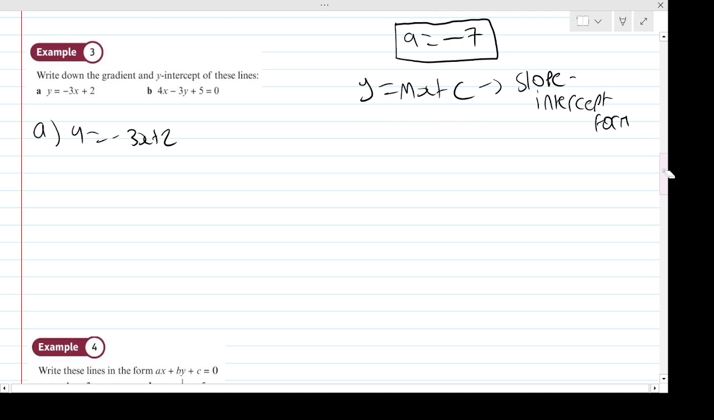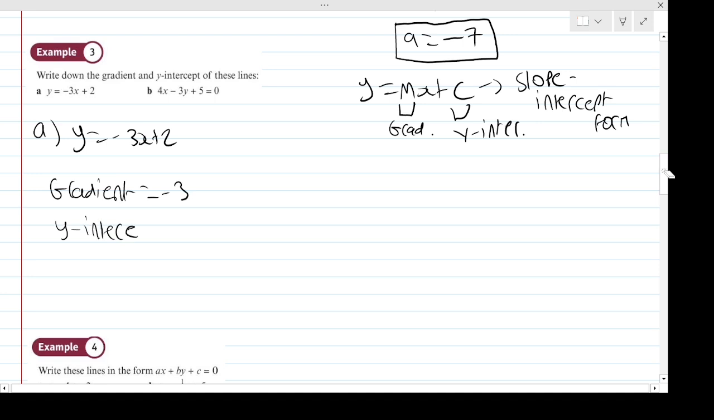But anyway, this is y is mx plus c. If you rearrange a straight line into this form, you can quickly and clearly read off what the gradient and the y-intercept would be. Well, that's going to be the gradient, and that's going to be the y-intercept. Okay. Well, conveniently, this equation is already in that form, right? So I can then read off that the gradient is -3, and the y-intercept is going to be +2.